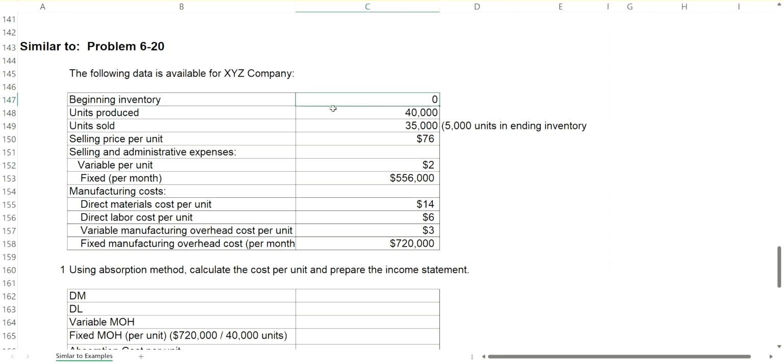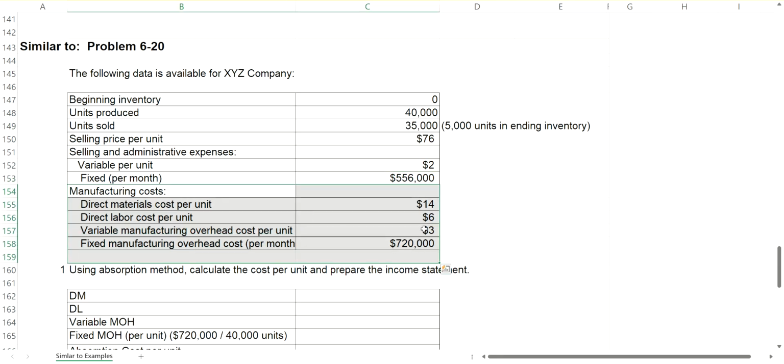Beginning inventory in units is 0. You actually made or produced 40,000 units, but only sold 35,000 of them. So I made a note to the side that when you take the difference there, that does mean that you still have 5,000 units in finished goods ending inventory. The selling price is $76 per unit. For selling and administrative expenses, $2 is variable and fixed totals $556,000.